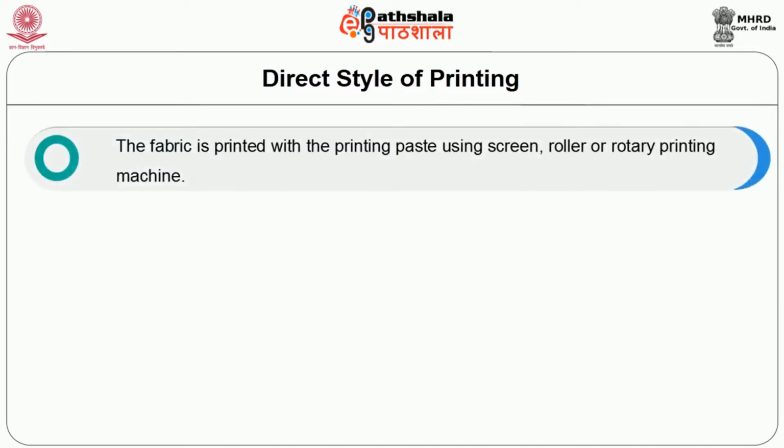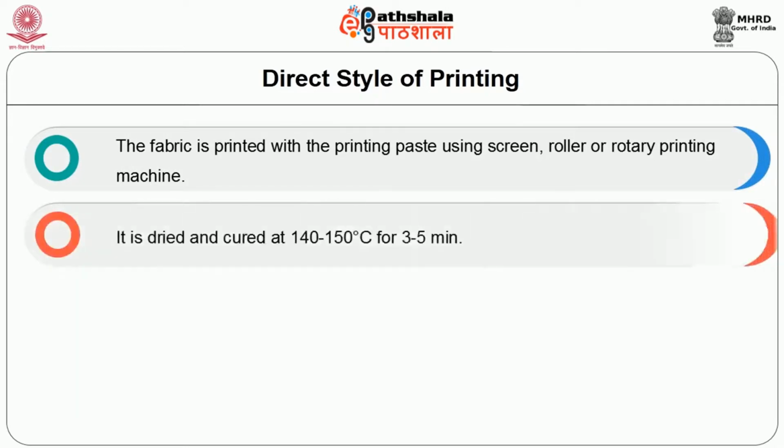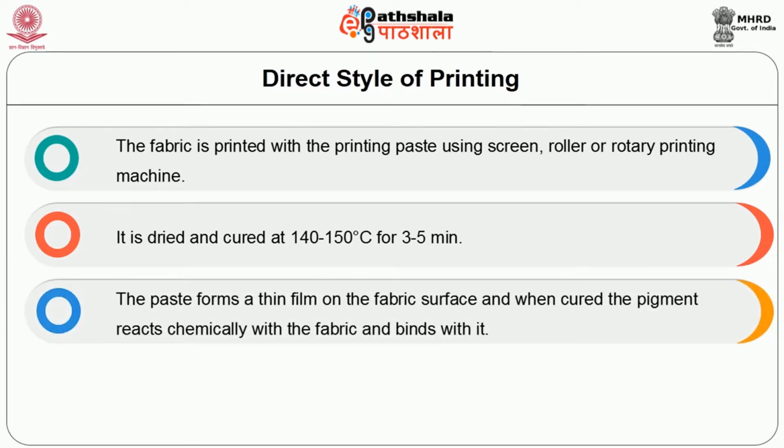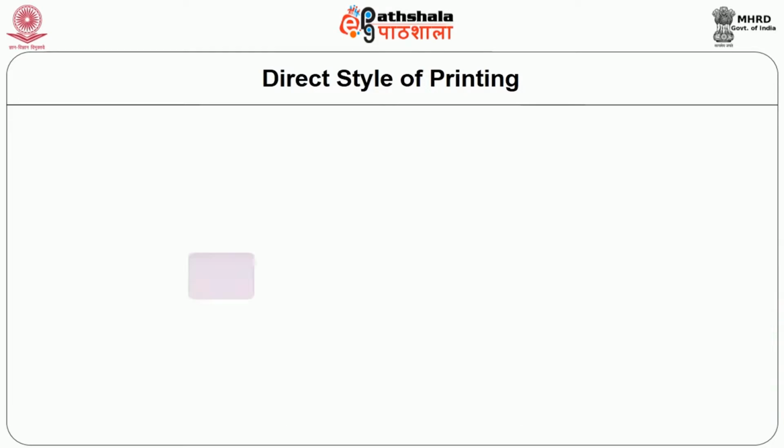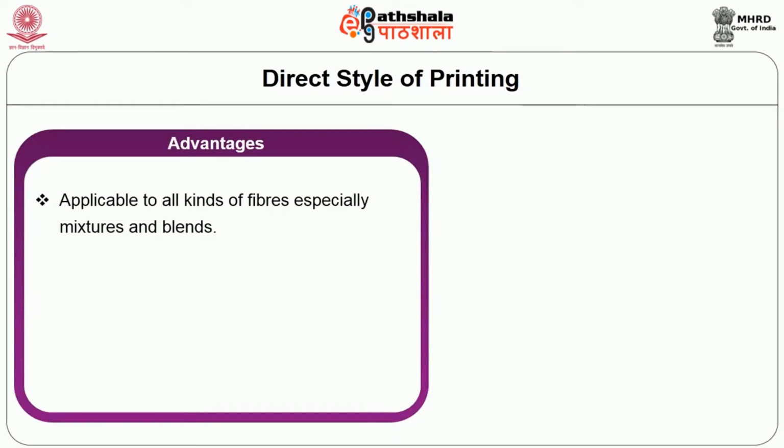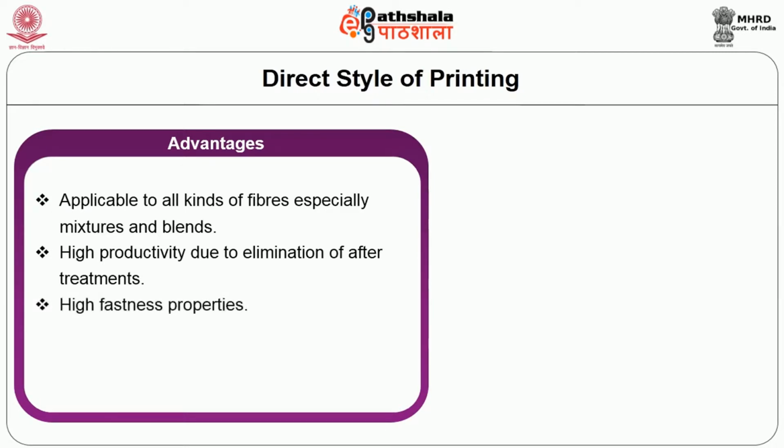The fabric is printed with the printing paste using screen, roller or rotary printing machine. It's dried and cured at 140 to 150 degrees centigrade for 3 to 5 minutes. The paste forms a thin film on the fabric surface, and when cured, the pigments react chemically with the fabric and binds with it. Then the cloth is washed and dried. The advantage of pigments are they are applicable to all kinds of fibers, especially mixtures and blends. High productivity due to elimination of after treatments. High fastness properties.